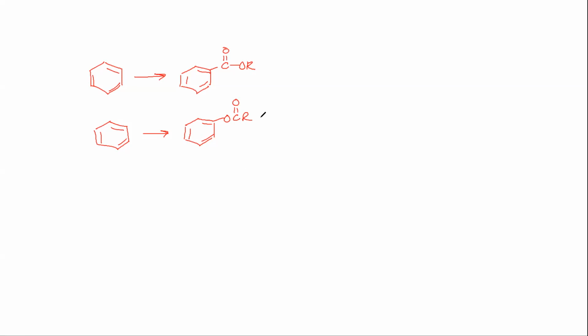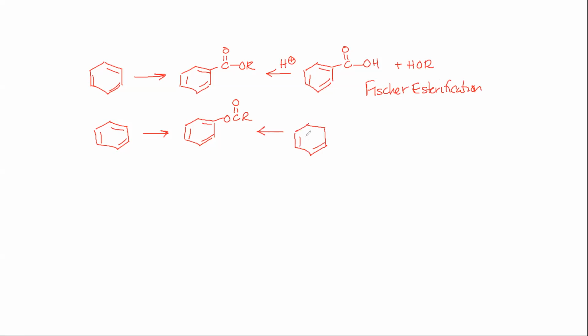So in order to understand the difference here, if we want to make the ester this way, I need to take the carboxylic acid and react it with the alcohol with H+. And that's our Fischer esterification. If you want to make the ester this way, you need to have the OH group attached to the benzene ring and react it with a carboxylic acid. It's still Fischer esterification.